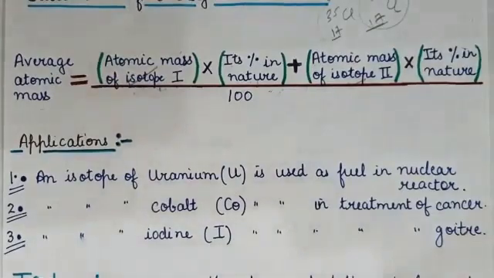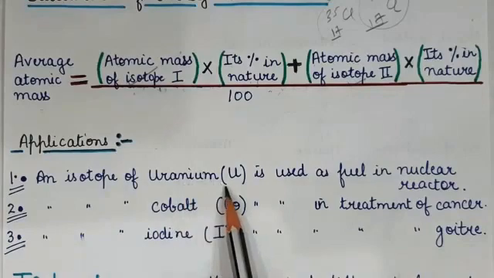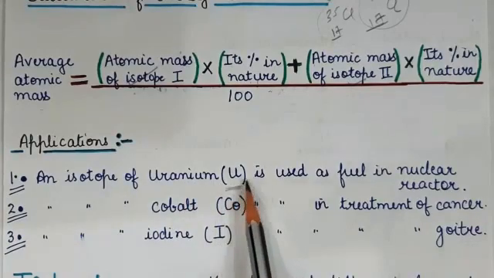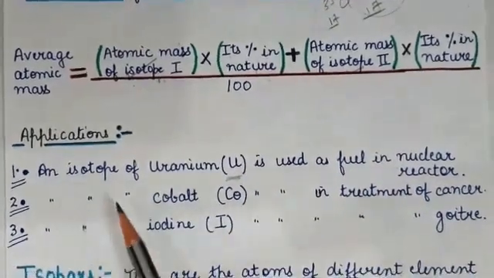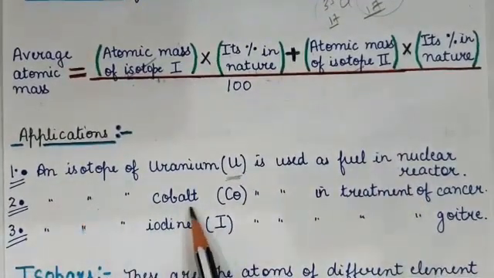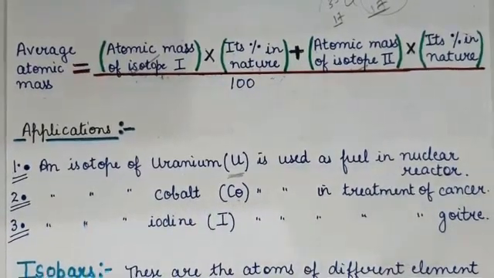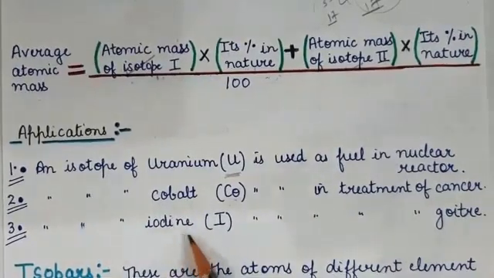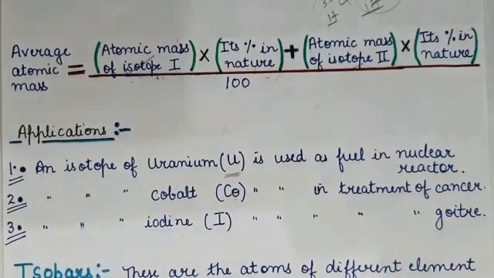What are the applications of isotopes? There are various applications of isotopes. An isotope of uranium. Uranium is represented as capital U. It is used as a fuel in nuclear reactor. Okay. Again, an isotope of cobalt, Co. It is used in the treatment of cancer. And an isotope of iodine. It is used in the treatment of goiter. So these are the applications of some of the isotopes you need to learn.